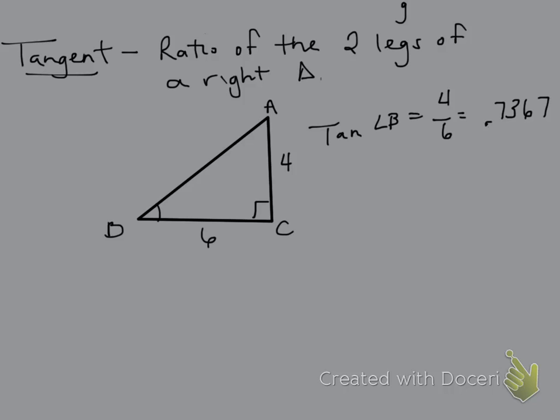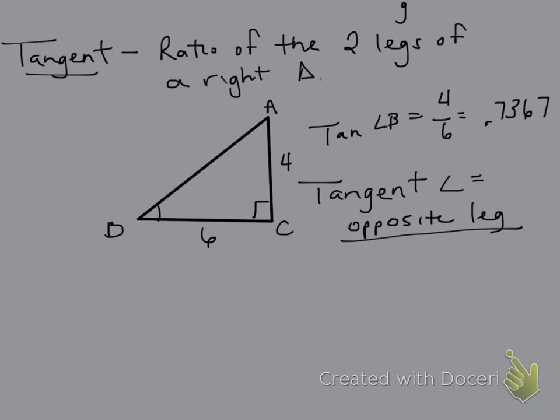Now, if you notice, which side did I put over which side? Well, for tangent, the tangent of an angle is going to be the opposite leg over the adjacent leg. So notice we're not dealing with hypotenuse in this section. That's going to be pretty common for this entire first section with tangents. We will deal with it later on with sine and cosine.